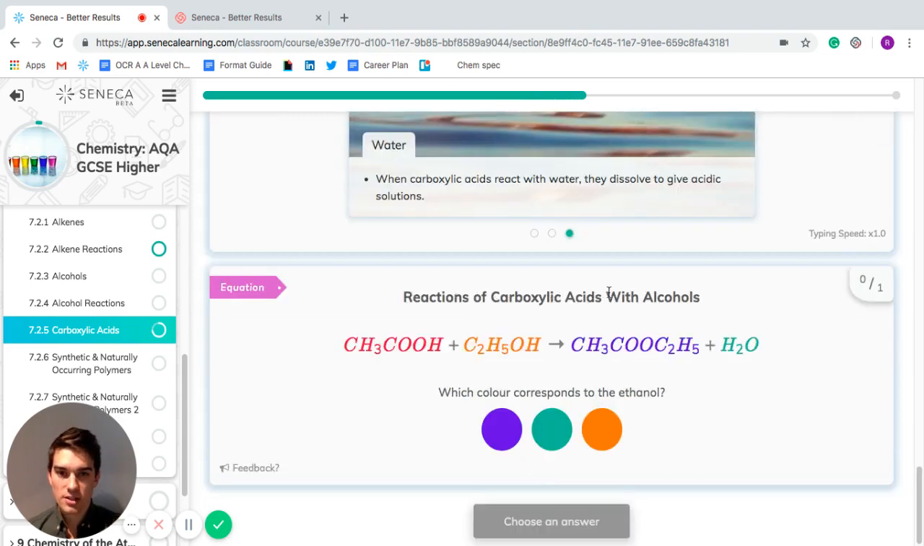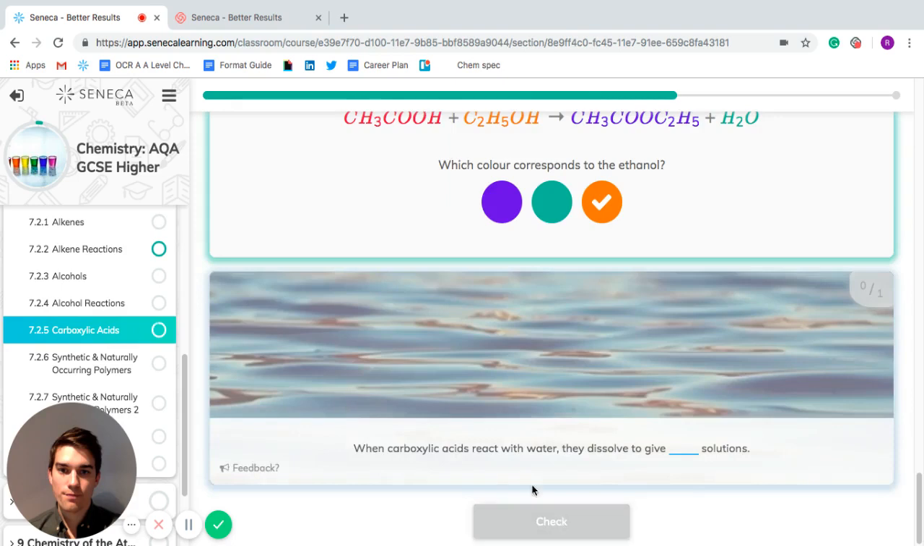So, reactions of carboxylic acids with alcohols. Which color corresponds to ethanol? Now, remember ethanol, if you remember the formula, it will be with an OH, so it'll be the orange one. When carboxylic acids react with water, they dissolve to give acidic solutions.